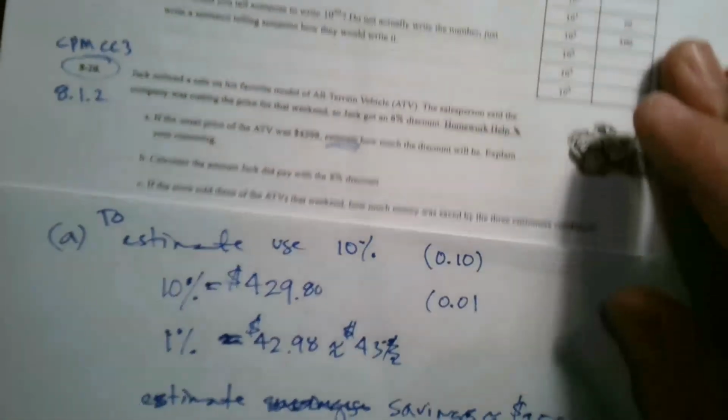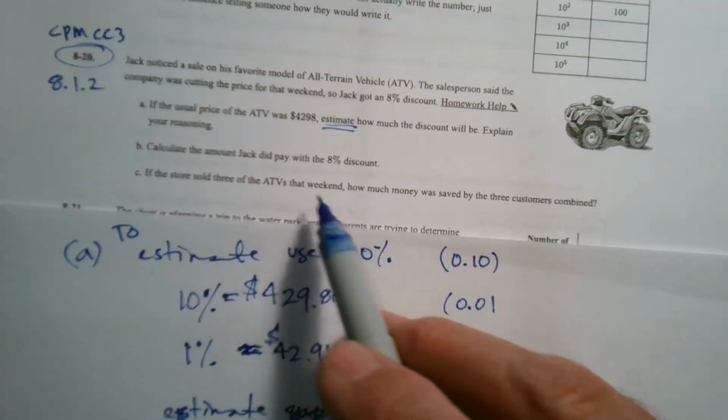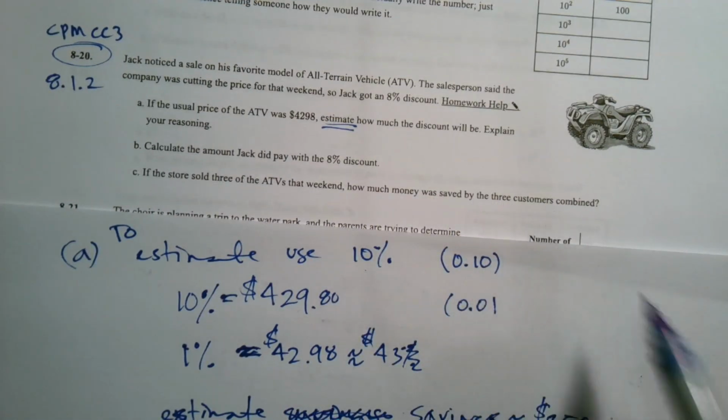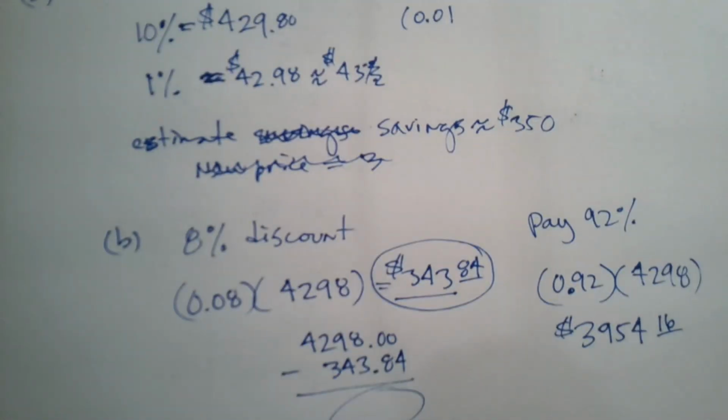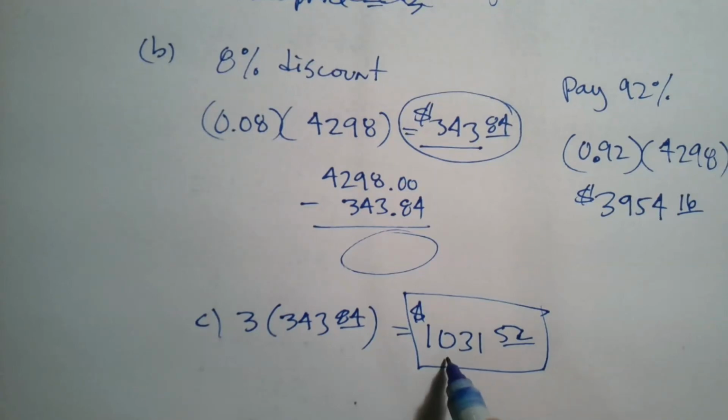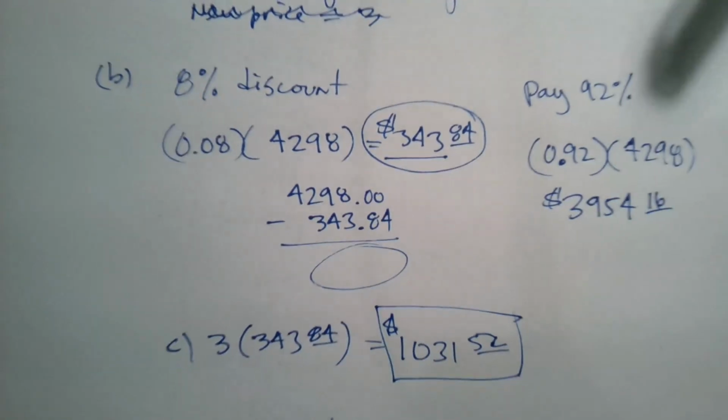What was the question they asked? If the store sold 3 ATVs that weekend, how much money was saved? So that's the total savings of 3 customers combined: $1,031.52. Okay, there you go.